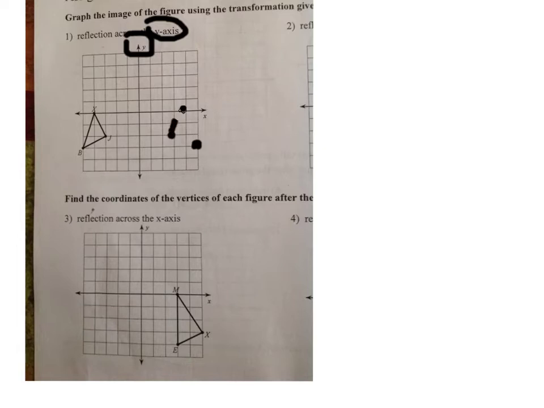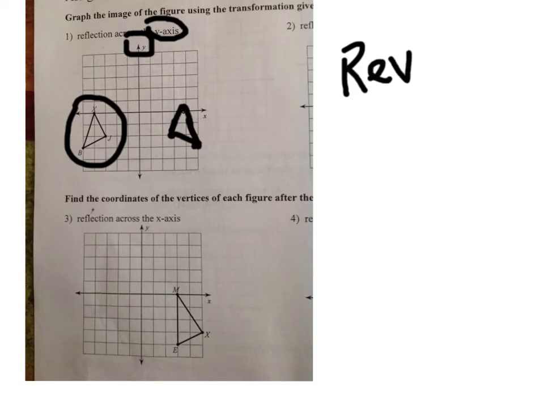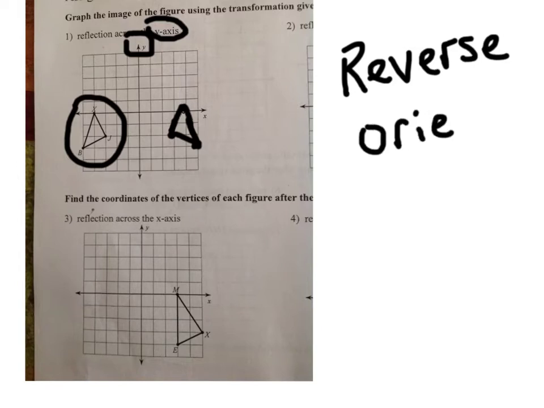Now if I were to take these lines and connect them, that triangle is a reflection of the original triangle across the y-axis. Notice this is what we call reverse orientation, meaning everything is exactly backwards.